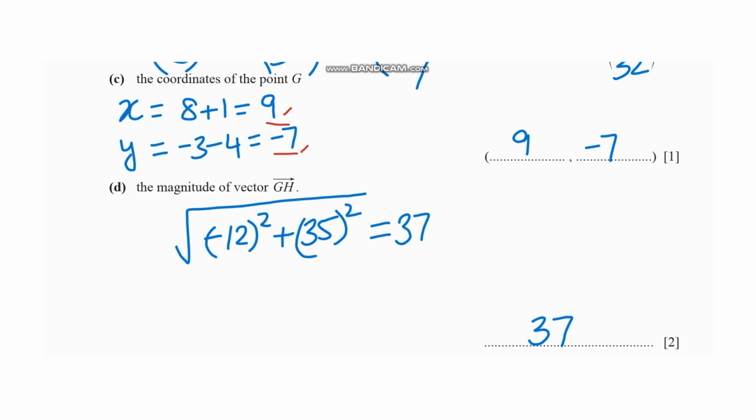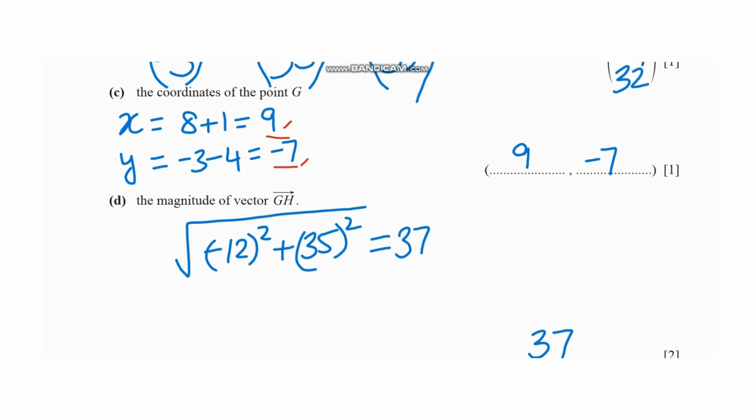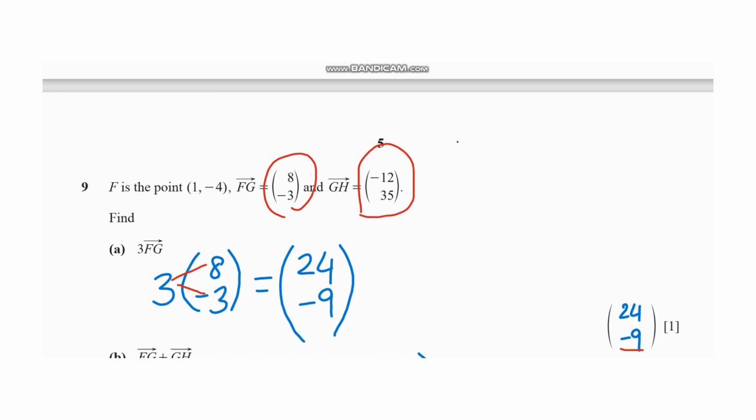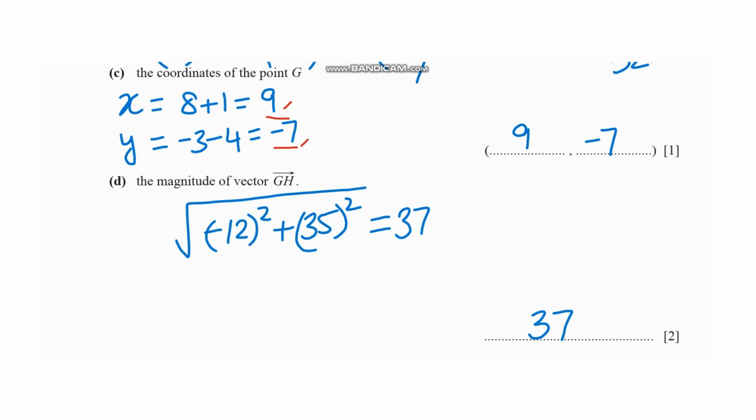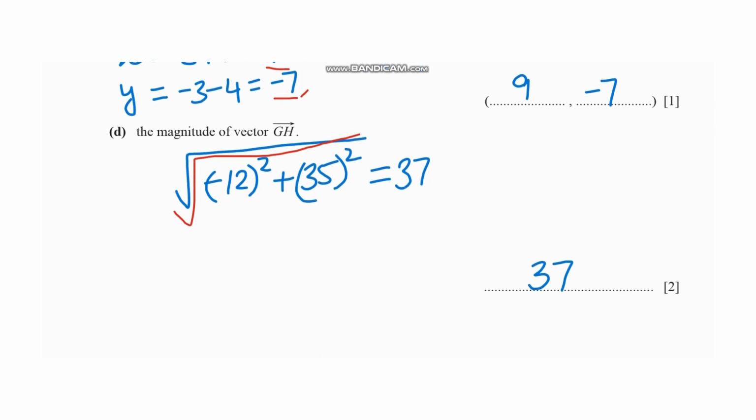Part D states the magnitude of vector GH. This means we have to calculate the length of the line from G to H. So the distance on the x-axis from G to H is minus 12 and the y-axis length is 35. So we will use the Pythagoras theorem, which is the square root of minus 12 to the power of 2 plus 35 to the power of 2, and the answer is 37. So 37 will be the final answer for part D.